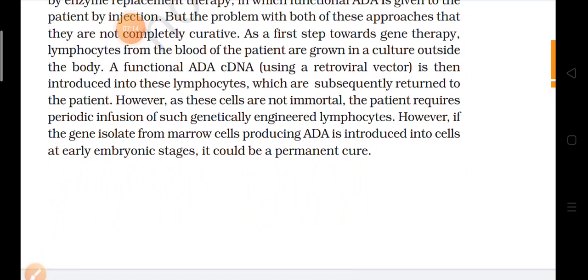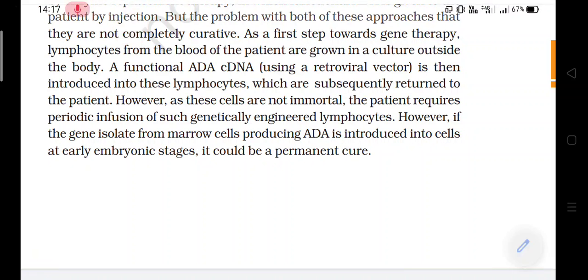But how can we solve this problem permanently? Suppose we come to know about the problem in the embryonic stage. That's why pregnant ladies are advised to visit the doctor periodically, so that if there are any embryonic defects, they can be detected in the embryonic stage, so that they can be treated.